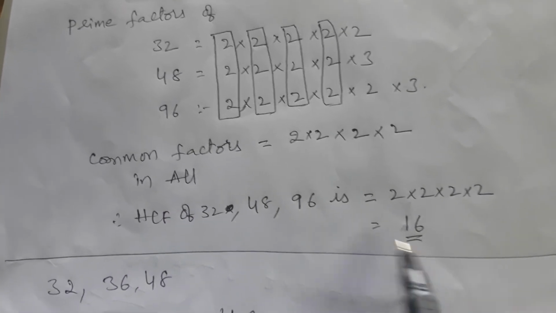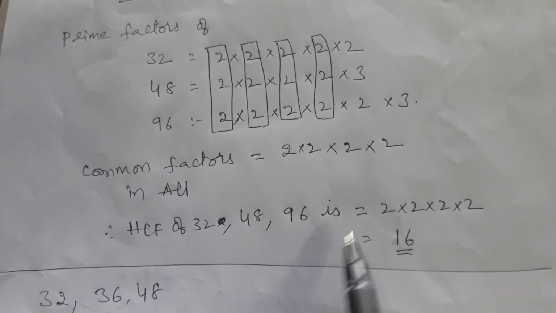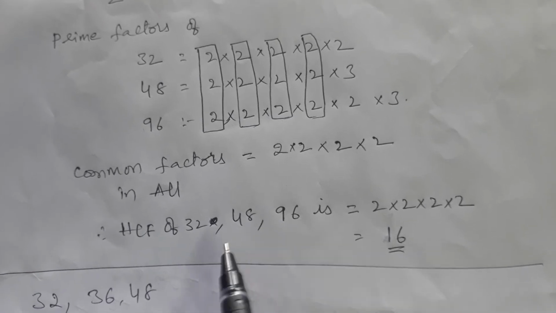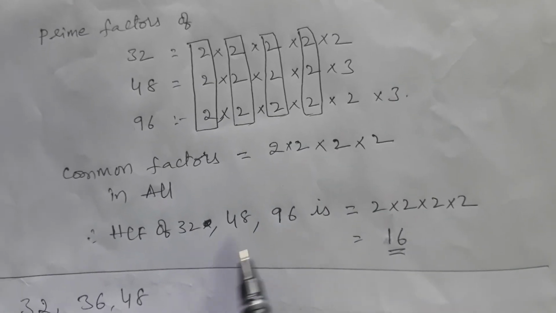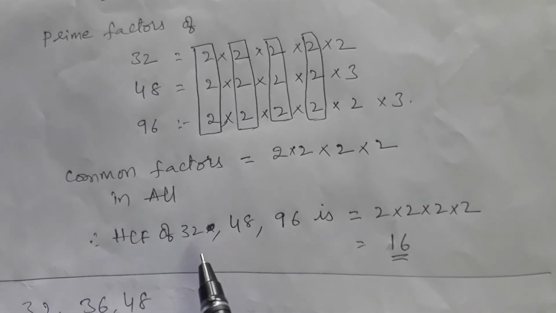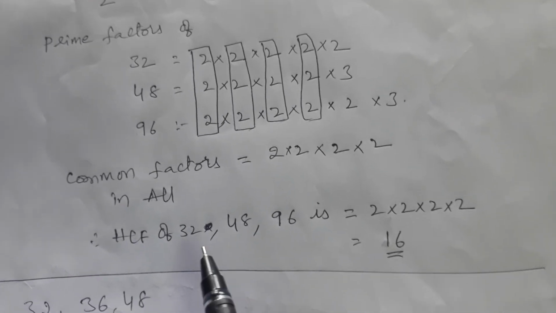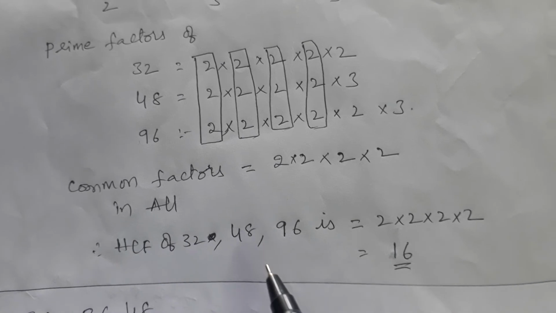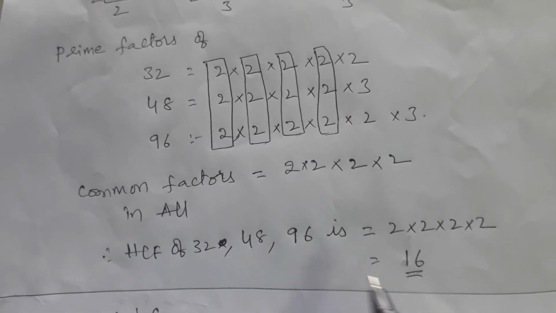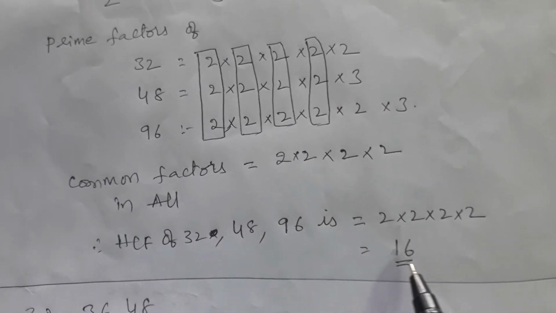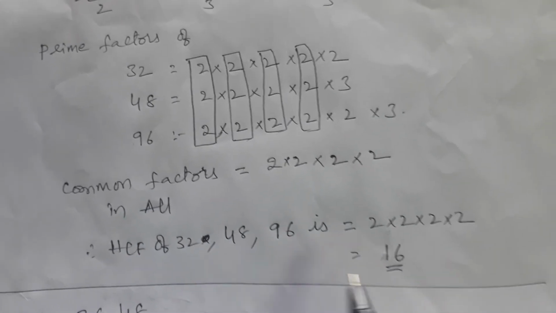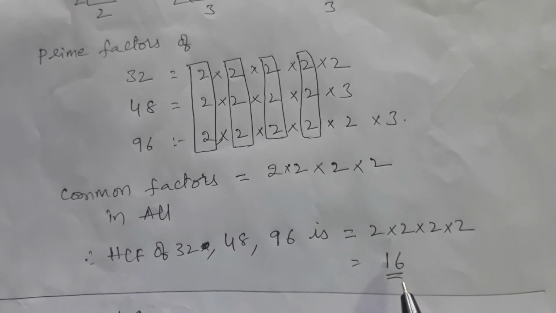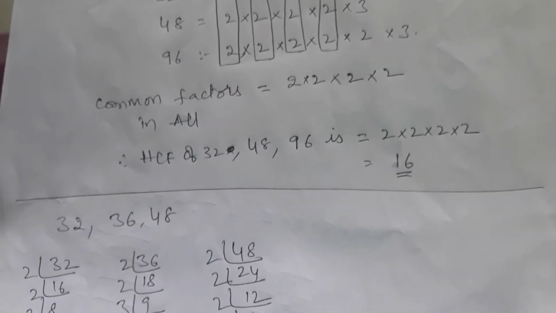16 is the highest common factor for the given numbers. 16 divides all these numbers, and that is the highest one. Of course there are different numbers: 2 divides, 4 divides, 8 also divides, but out of all common factors, 16 is the highest one. That is the meaning. This highest common factor is 16. This is the method to find the HCF.